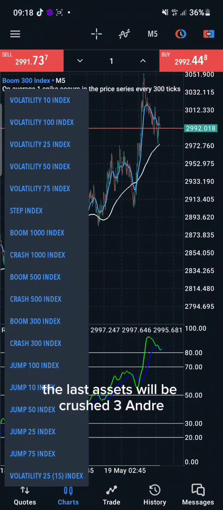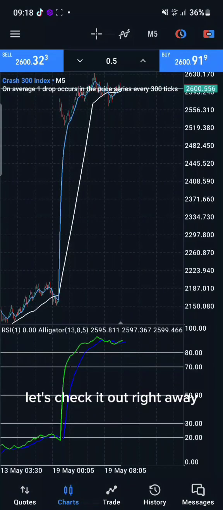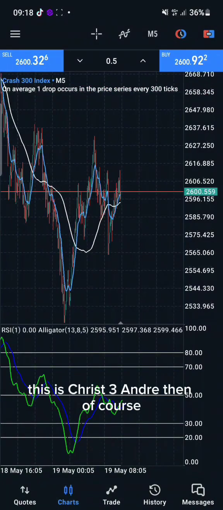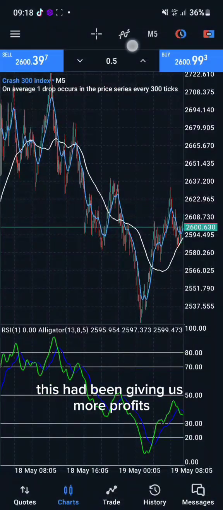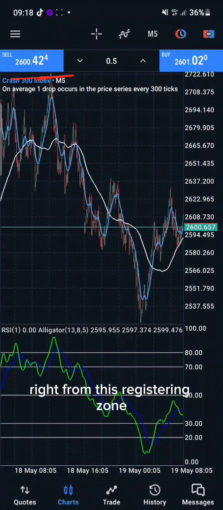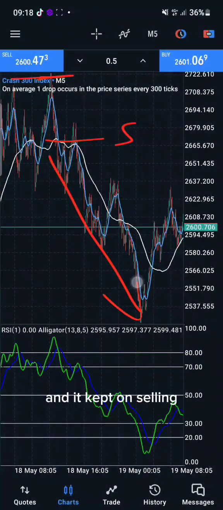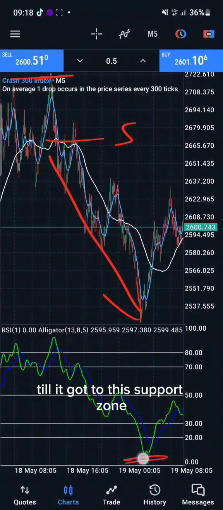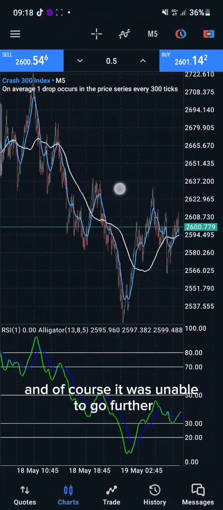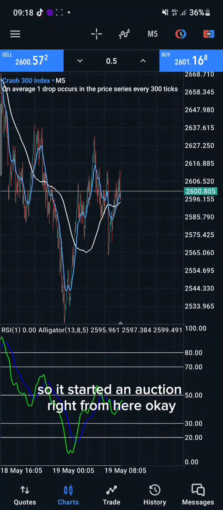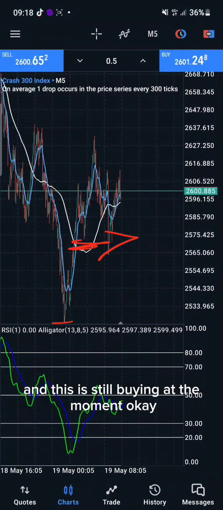Okay, the last asset will be Crash 300. Let's check it out right away. This is Crash 300, and of course this has been giving us more profits right from this resistance zone, and gave us a selling opportunity around there, and it kept on selling till it got to this support zone. You can see it right there, and it was unable to go further, so it started an uptrend right from here. Okay, and this is still buying at the moment.